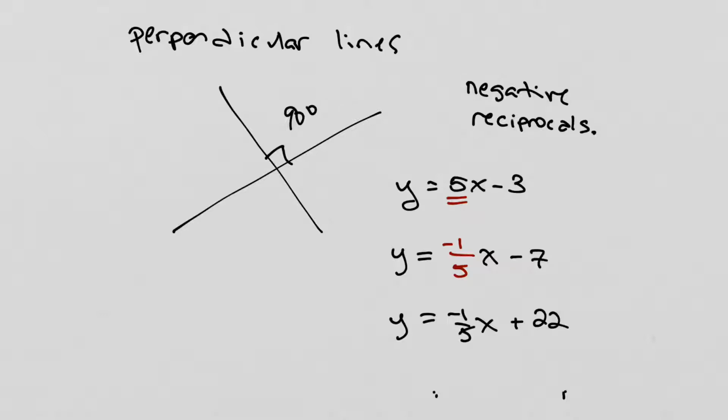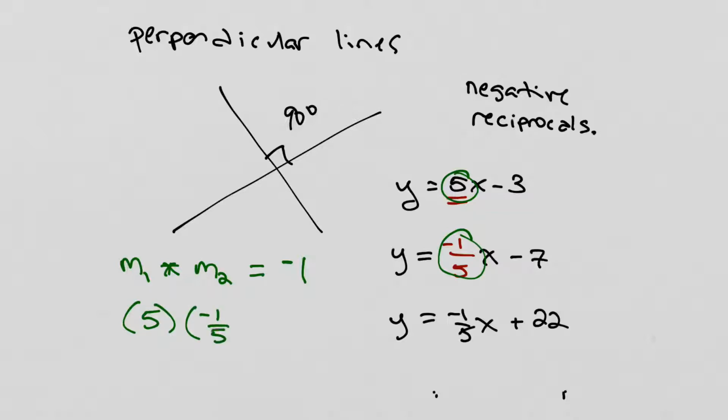The way you can always check is to take the first slope and multiply it by the second slope. If they really are negative reciprocals, every single time you multiply those together, you should get negative 1. My first slope is 5, my second slope is negative 1/5, and if you multiply those together, you get negative 1.